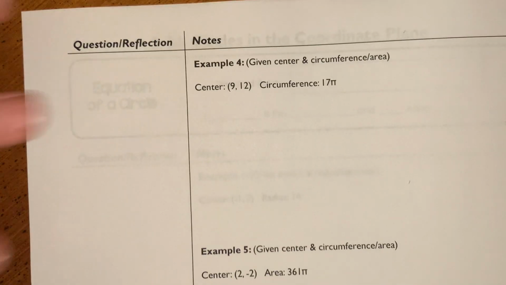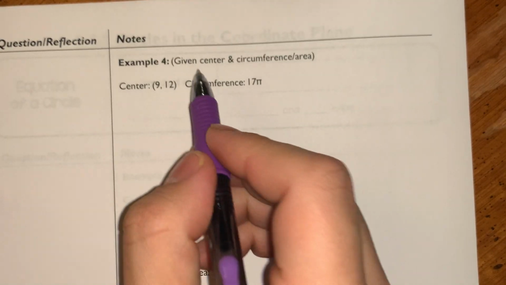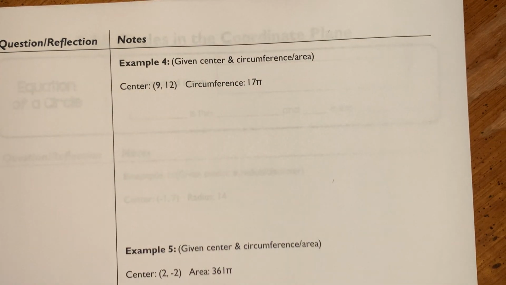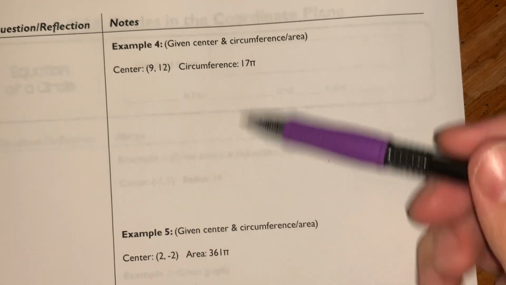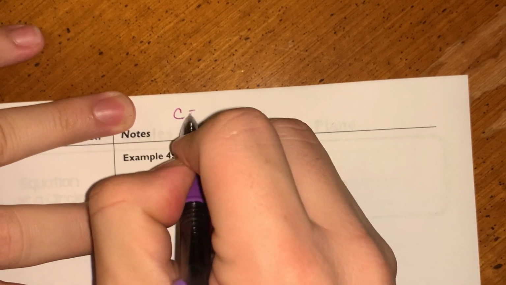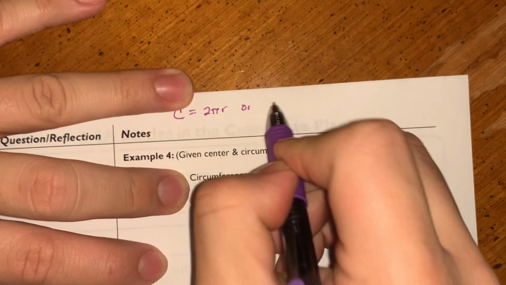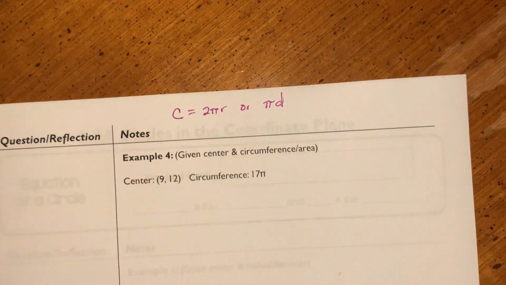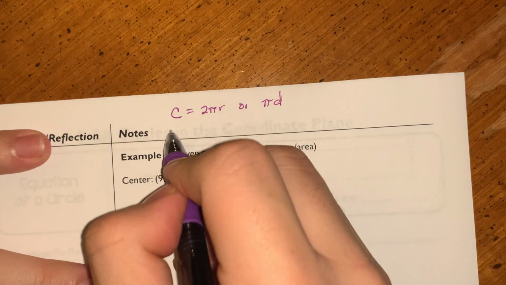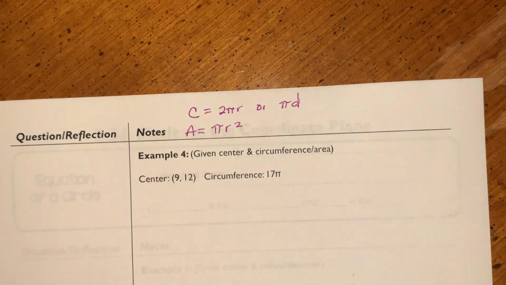Here we go. All right, so we have a few more examples. For example 4, what do you do if you're given the center and the circumference or area? We made sure to cover one of each example. Hopefully, you guys remember that the circumference equation is equal to either 2 pi r or pi times d, right? And the area of a circle is just equal to pi r squared.